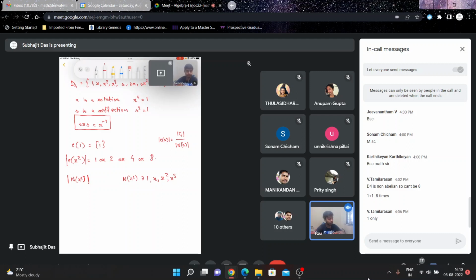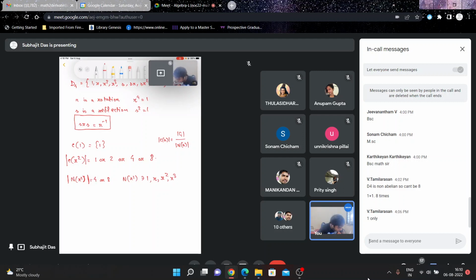So that means that the order of the normalizer of the element R square must be either 4 or 8, right? Since it has to divide the order of the group, 8. So this means that if we can find one more element which commutes with R square, or which is in the normalizer of R square, then it will have all elements in it, right? So can we find one more element?